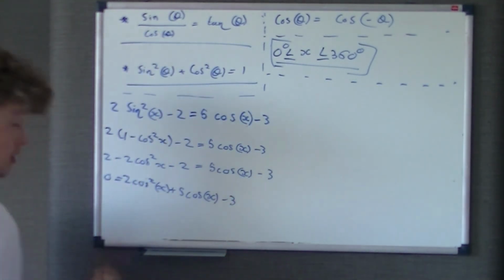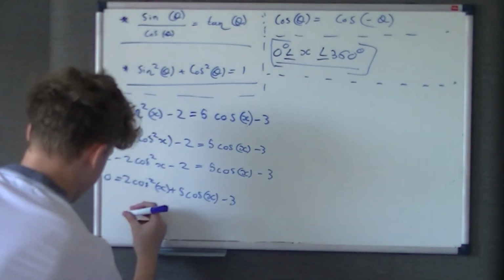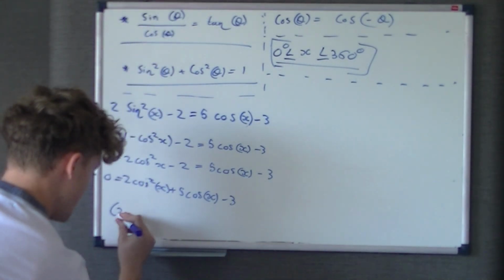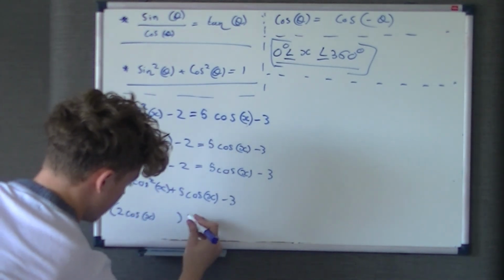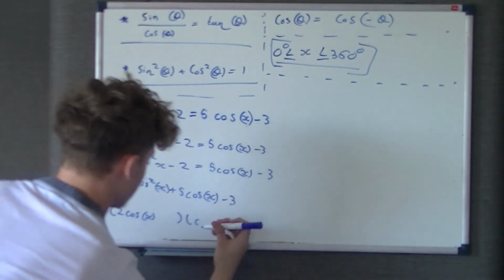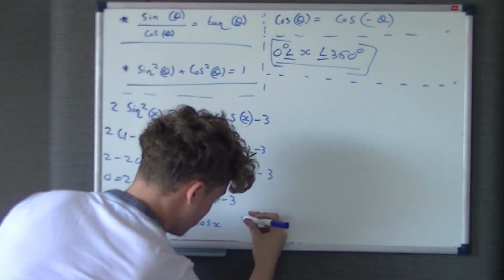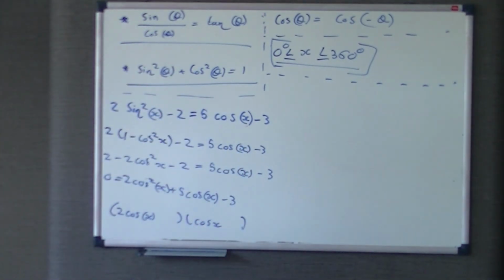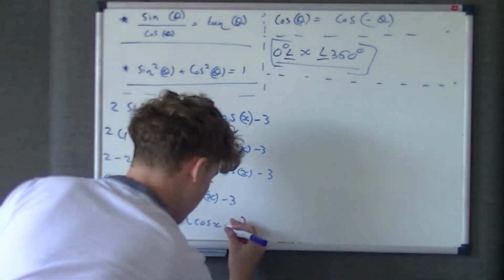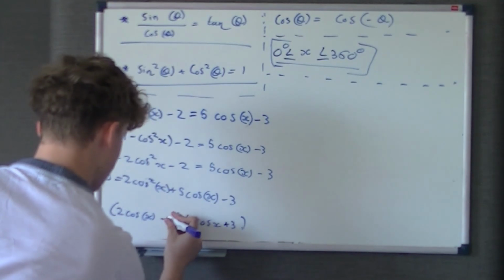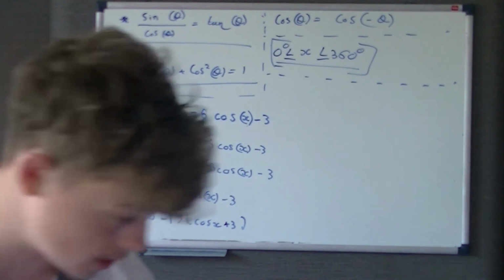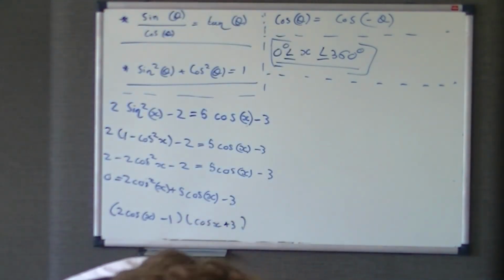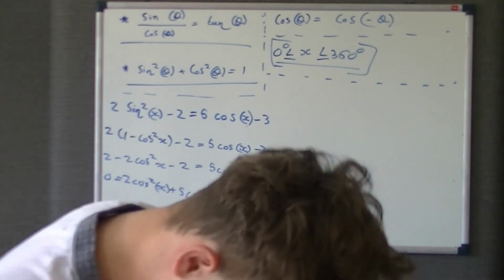If we can factorise that, you can use the quadratic formula, but I think factorising it's not too bad for this one. So 2 cos x and then cos x, brackets, it's going to be plus 3 and take 2, I think. Plus 3 and take 1. Yeah, that's right. And I think that's factorised correctly. Just let me double check. So we've done it. Yeah. Plus what? Take 3. Yeah.